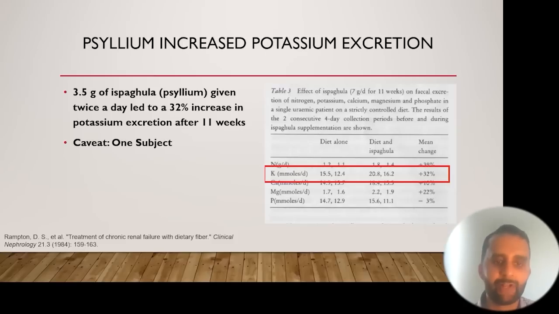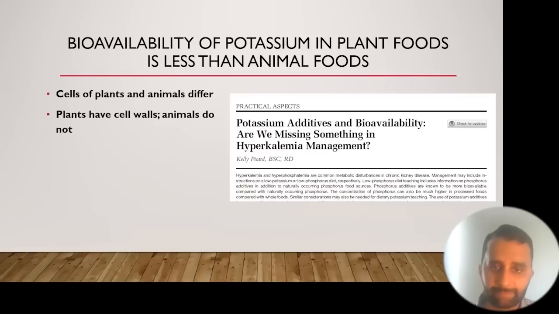7 grams of fiber isn't even what's recommended for someone in a day. It's a third to a fourth of the amount of fiber that's recommended on a daily basis. So a very small addition of fiber per day can lead to a substantial increase in the amount of potassium being excreted. Granted, this was one study from one person, but certainly food for thought.